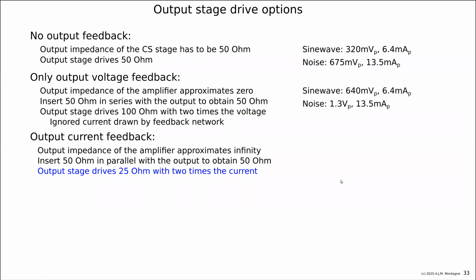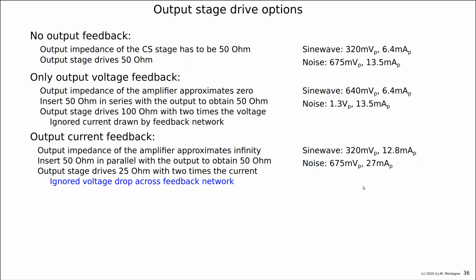But still we have no extra voltage to drive. We have 320 millivolts peak just for the sine wave, just as in the first case, but now we have the double current. For the noise, if it would have been a distribution like noise, so a Gaussian distribution, and we want to have no clipping for 97% of the values, then we need to process 675 millivolts and double the current, which is 27 milliamps.